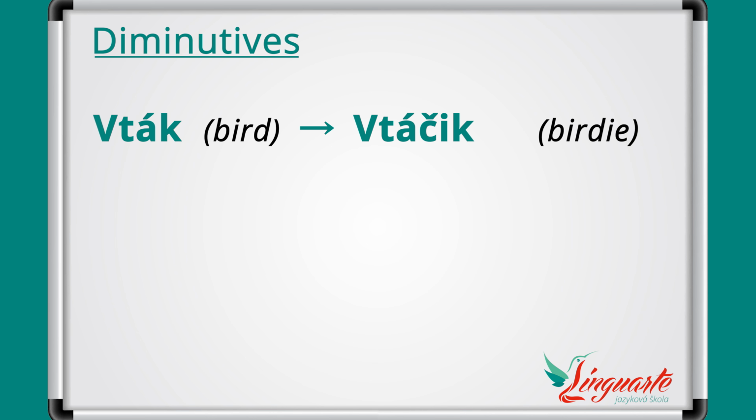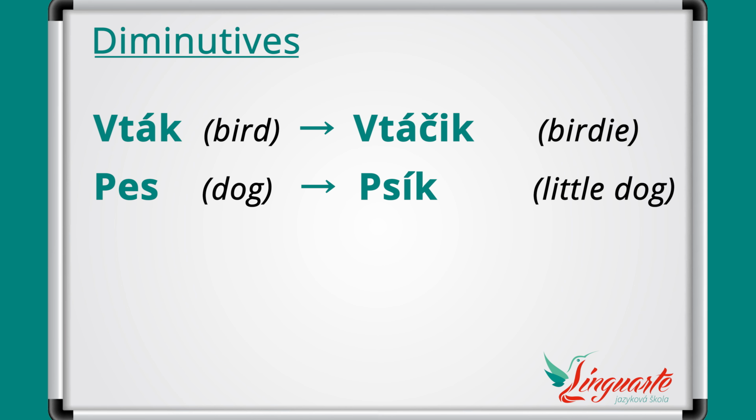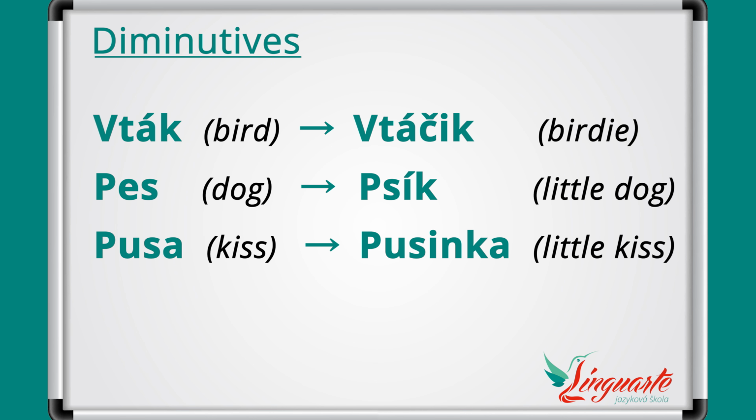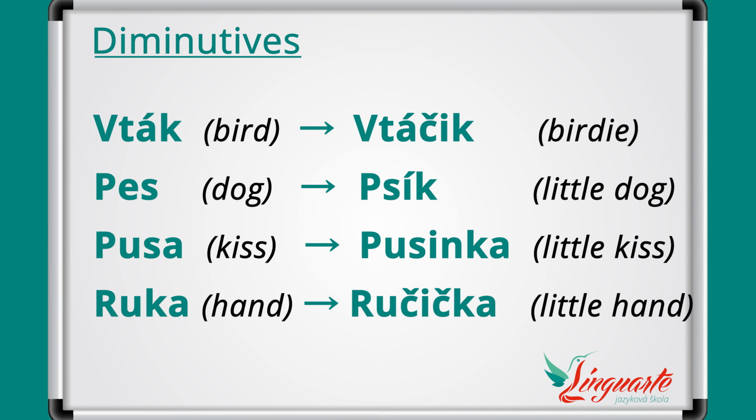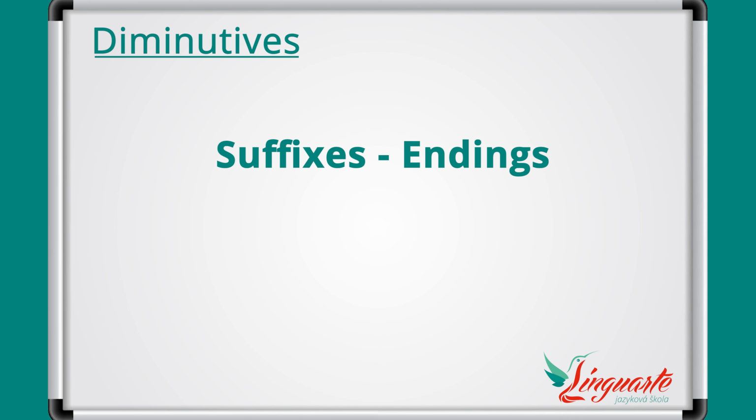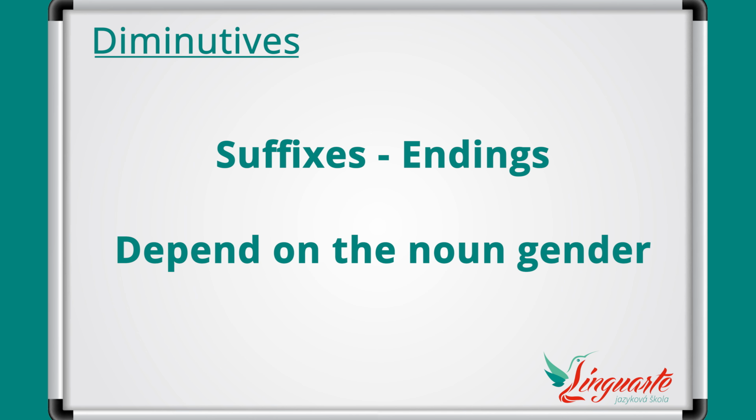birdie. Pes, a dog. Psík, little dog. Pusa, kiss. Pusinka, little kiss. Ruka, hand. Ručička, little hand. There are different suffixes or endings that can be added to nouns. These suffixes depend on the gender of the noun.